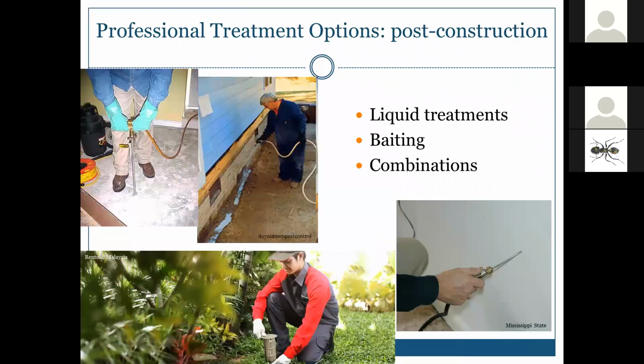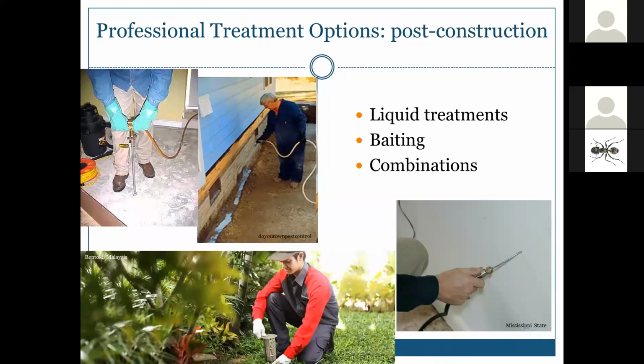When we're talking about post-construction, which is usually the majority of termite treatments that people are worried about because they have termites on their house, these are going to be liquid treatments, baitings, or combinations. So on the bottom here, we have a baiting system. This is where they come out, they will create holes in the ground where they will put in baiting systems. And depending upon the bait system that is being utilized, they may always have bait in them. They may have a lure, and then when they find termites in the station, they switch that out to bait. It really depends because different types have different ways of doing it.